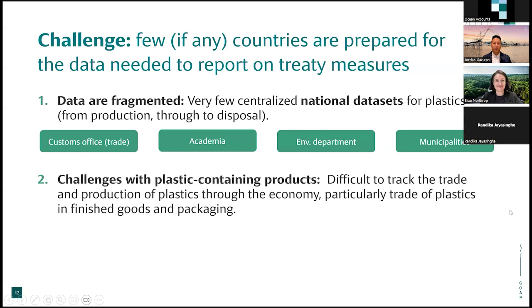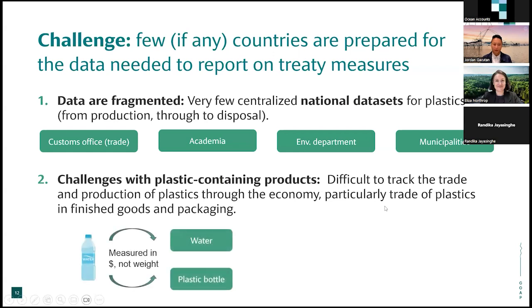There's also a challenge with plastic-containing products. So it's quite difficult to track these plastics through the economy, and particularly finished goods and packaging. So what do I mean by this? Now take, for example, a water bottle. Maybe the statistics for that water bottle in terms of trade are reported in a monetary value or dollar value, and maybe not in weight. So the amount of weight of that good imported or exported. Or if we did have the weight value, how can we untangle how much was water and how much was the packaging, the plastic bottle?